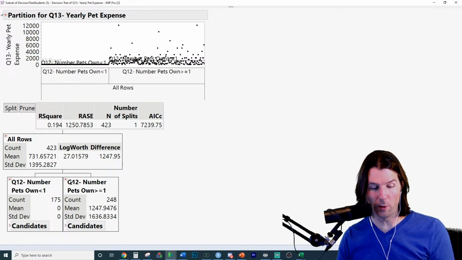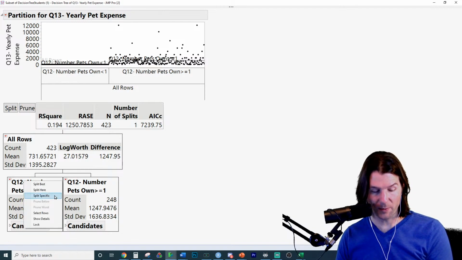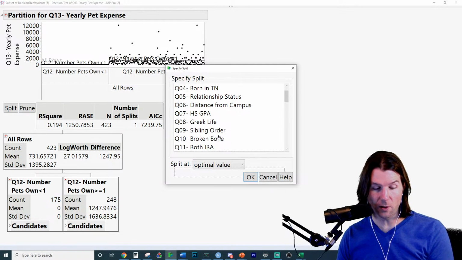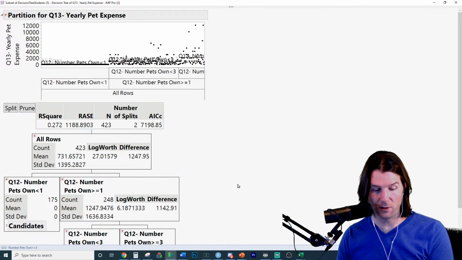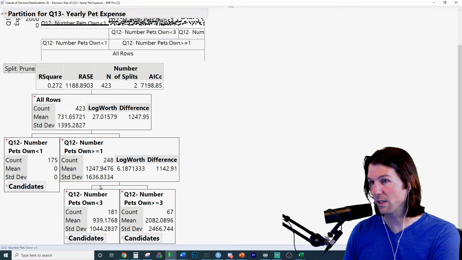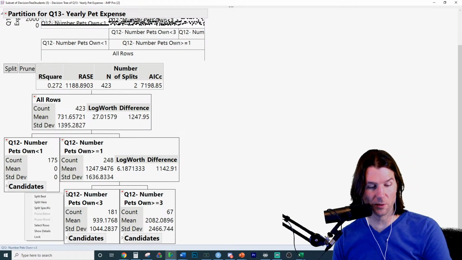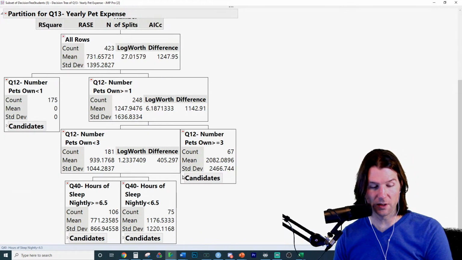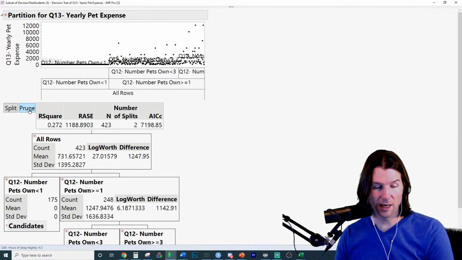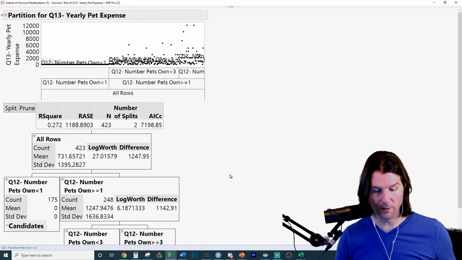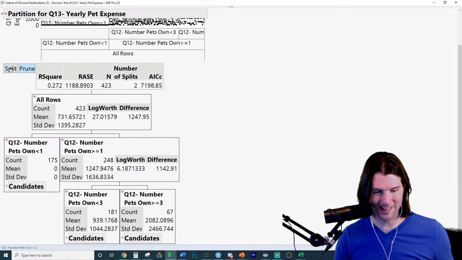These people own 1 or more pets, but we can force a split by going here to force specific. We could also force it to split on number of pets owned. So that's what Connor was talking about, forcing a split. So you could force it to split here too. And so we can say we want the tree to split here. So you can force splits. I'm okay with that with this assignment. If you do, it splits on number of pets anyway.